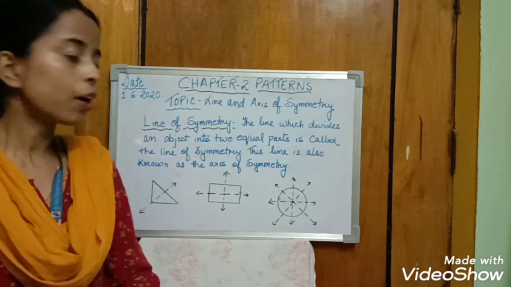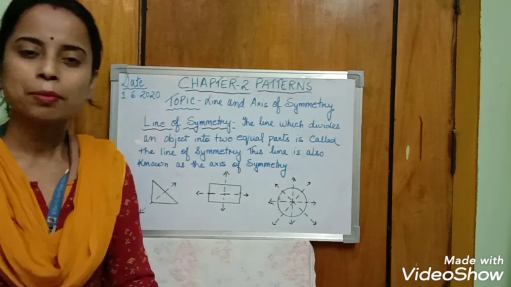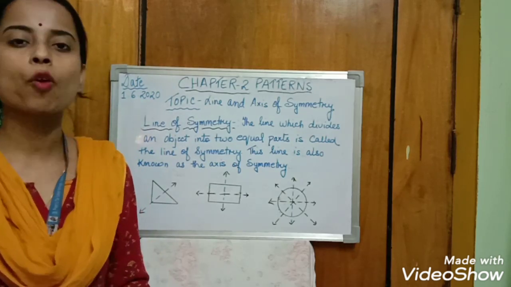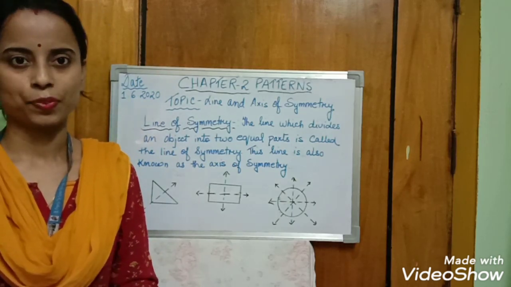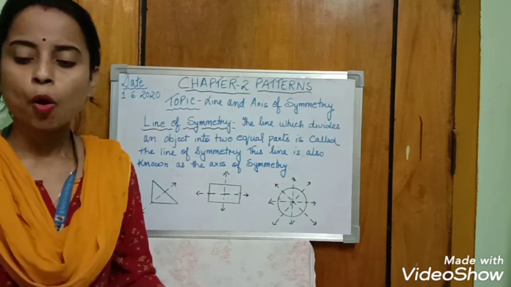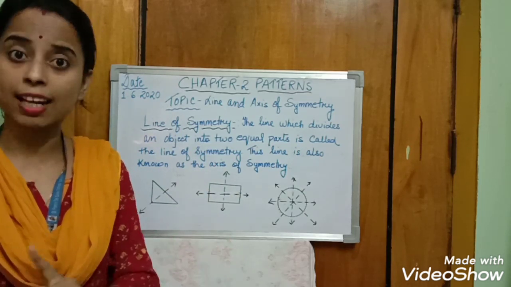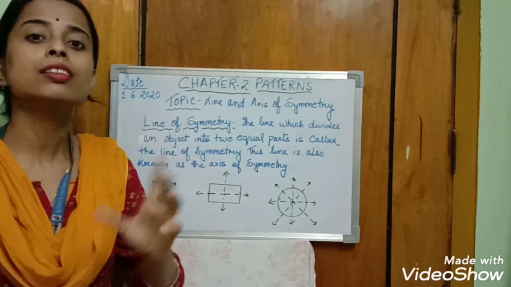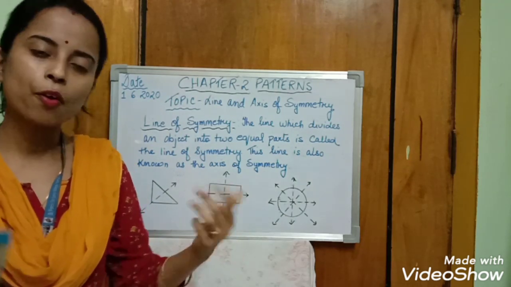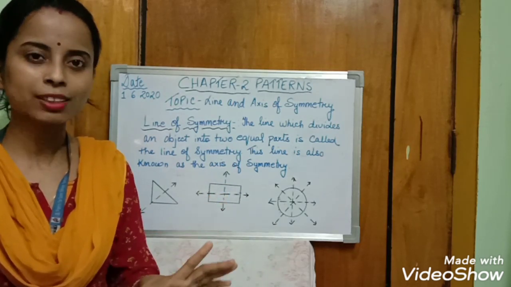Now in today's class we are going to learn about line and axis of symmetry. But before that, I have a question for you. What is symmetry? Symmetry means that one shape becomes exactly like another when you move it in some way, by folding, by flipping, sliding or by reflection. We call it symmetry.